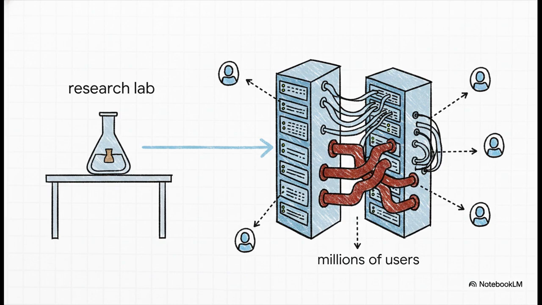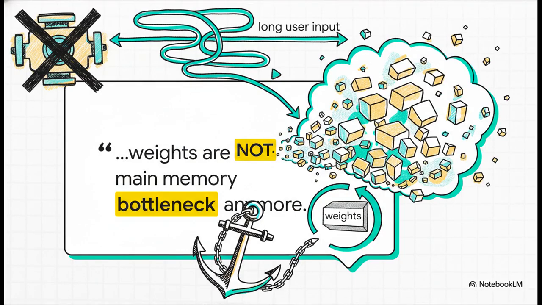But here's the thing. What happens when you move out of the neat and tidy research lab and into a massive production-level data center? One that's serving millions of users all at once. Well, the reality on the ground, as it usually does, tells a completely different story. That old bottleneck, it's not actually the biggest problem anymore. And boom, there it is. This is the sentence that changes everything.